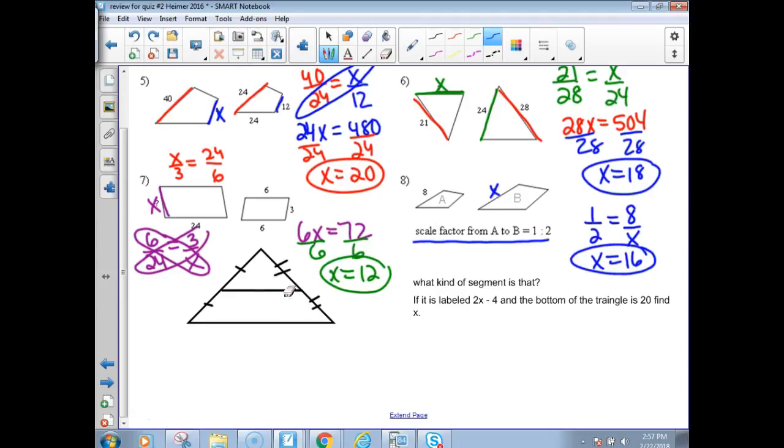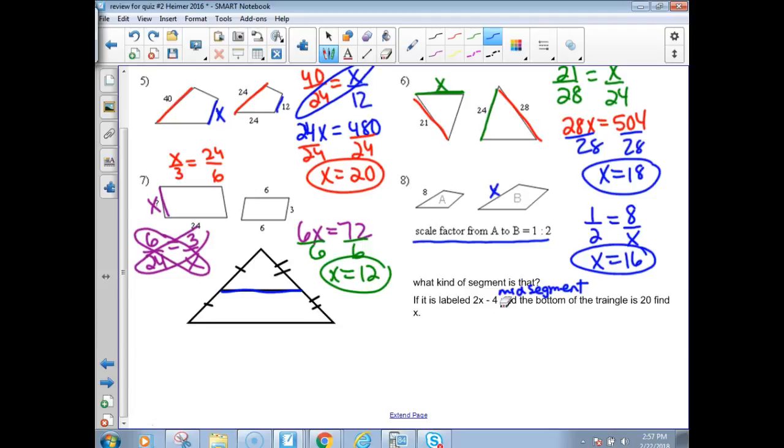What kind of segment is this thing? Do you know what that's called? A what? Good job. Mid-segment. All right, this is a mid-segment, and a mid-segment has a relationship. You don't have to write this down. I'm just reviewing it with you. It's your option to write it down or not. Okay, that is a mid-segment.